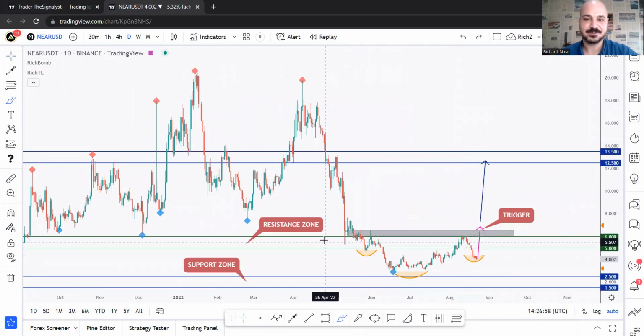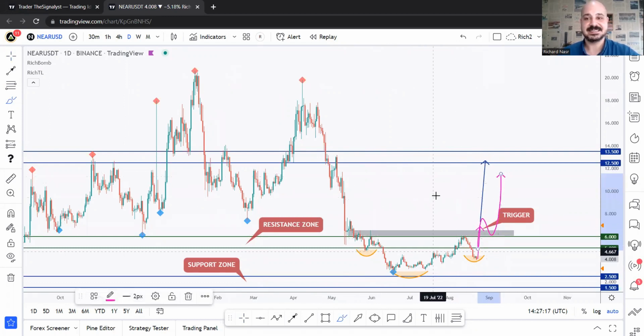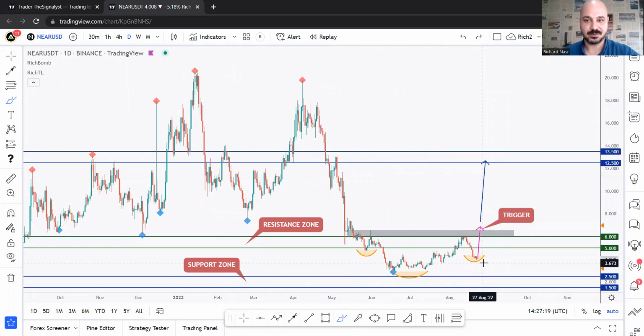So we might also have an inverse head and shoulders pattern, price failing to make a lower low, instead making a higher low to form the pattern. And for the bulls to take over, we would like to see a break above the neckline covering the entire structure, which would also be a break above this resistance zone for it to become a support again. In this case, we'll be expecting further movement upwards.